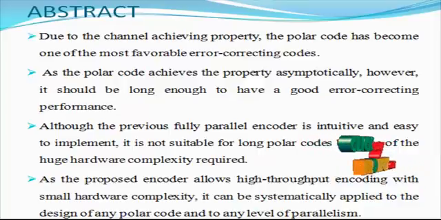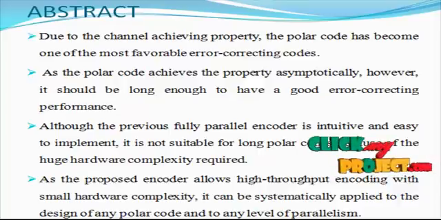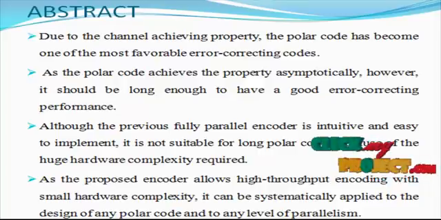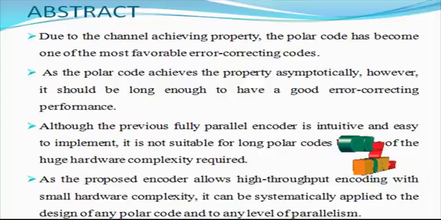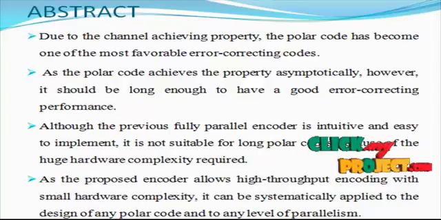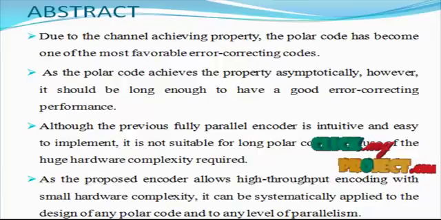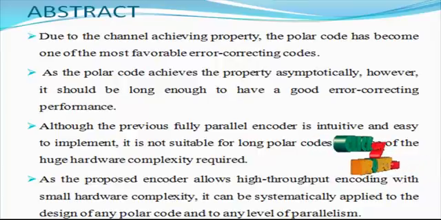As the polar code achieves the property asymptotically, it should be long enough to have good error correcting performance. Although the previous fully parallel encoder is intuitive and easy to implement, it is not suitable for long polar codes because of the huge hardware complexity required in the fully parallel encoder architecture. We analyze the encoding process from the viewpoint of large scale integration implementation and propose a new efficient encoder architecture for long polar codes that effectively reduces the hardware complexity and removes the overall process.